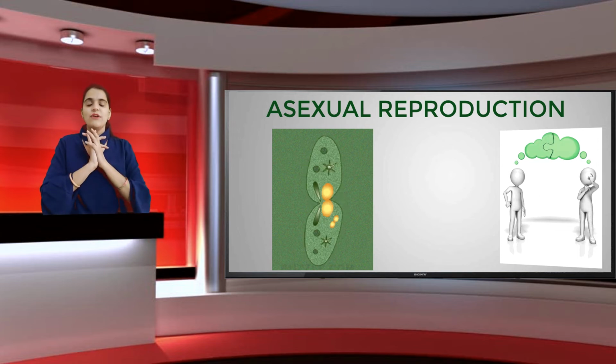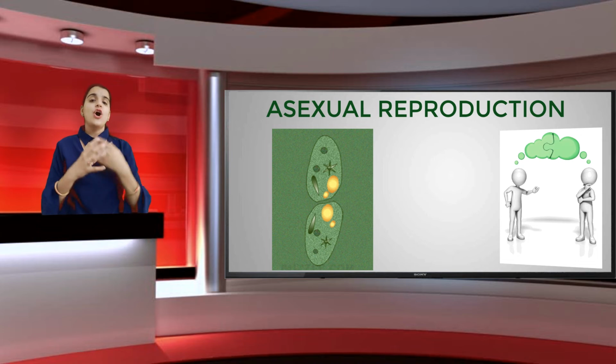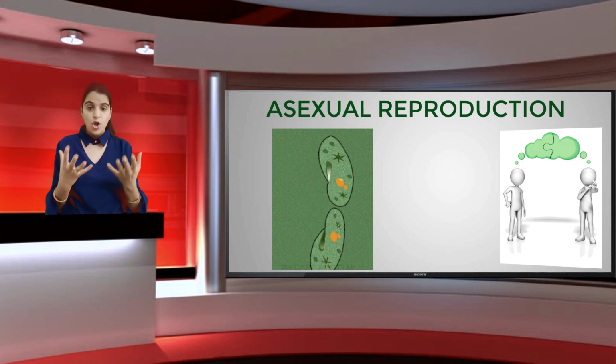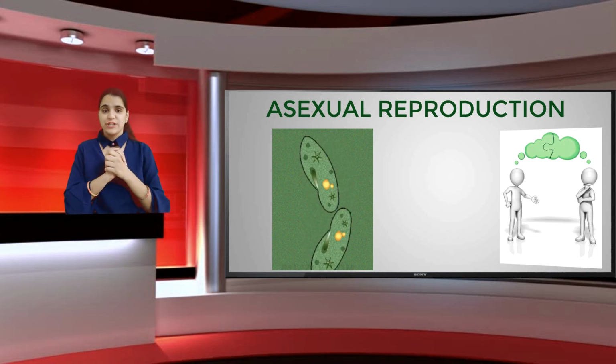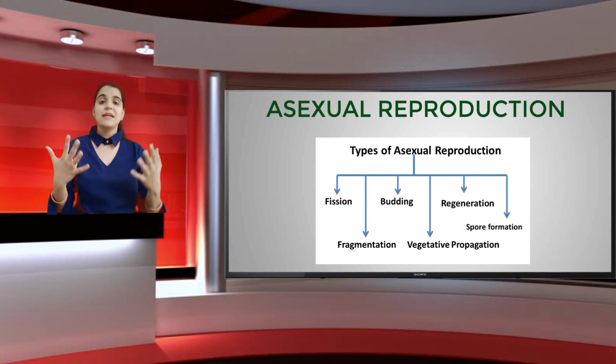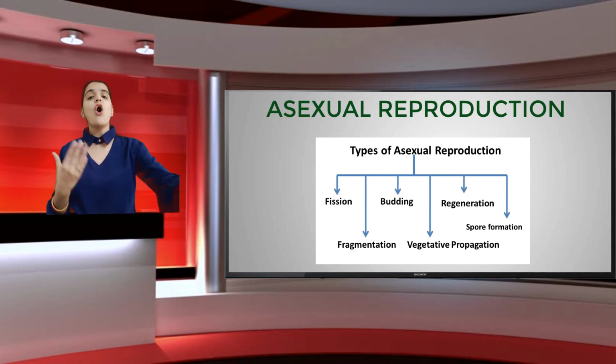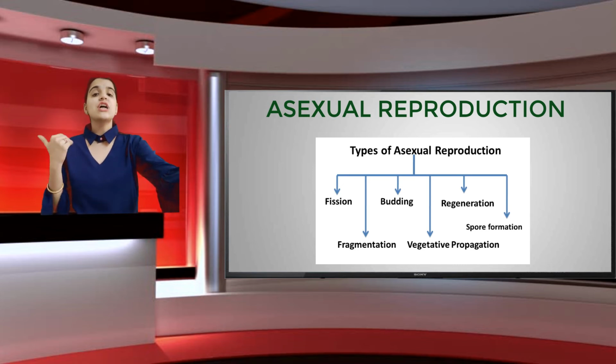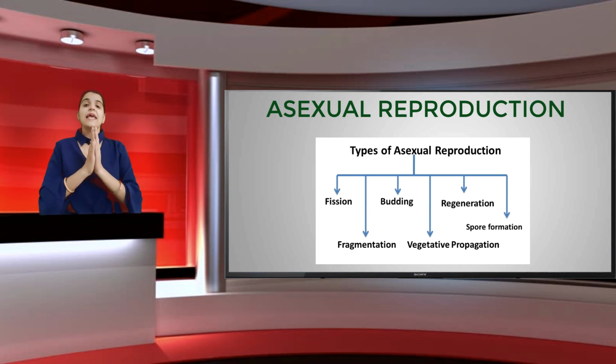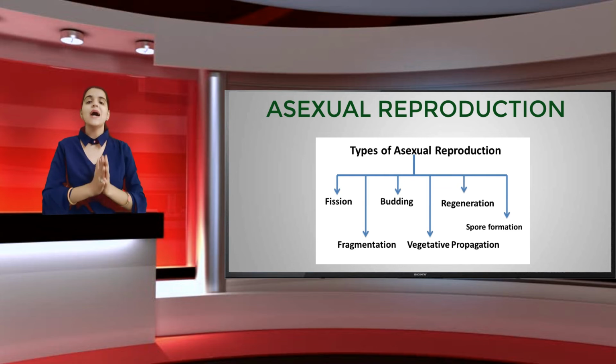Now, some types of asexual reproduction are budding, fragmentation, binary fission, and vegetative reproduction. These all come under asexual reproduction, which we will discuss in a separate video in which we concentrate only on asexual reproduction. So this is all about the modes of reproduction.